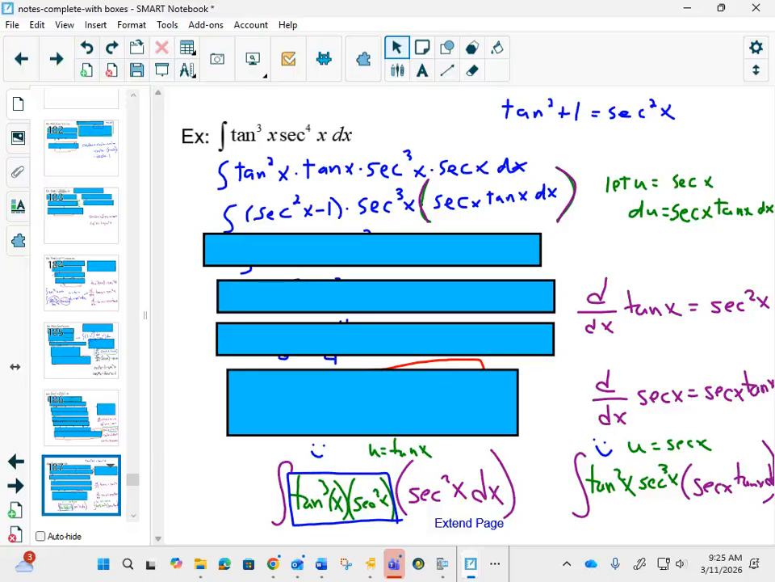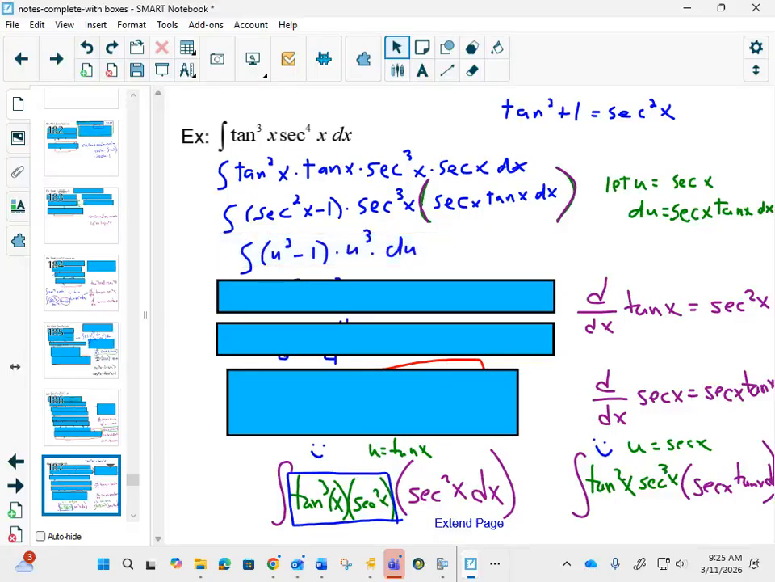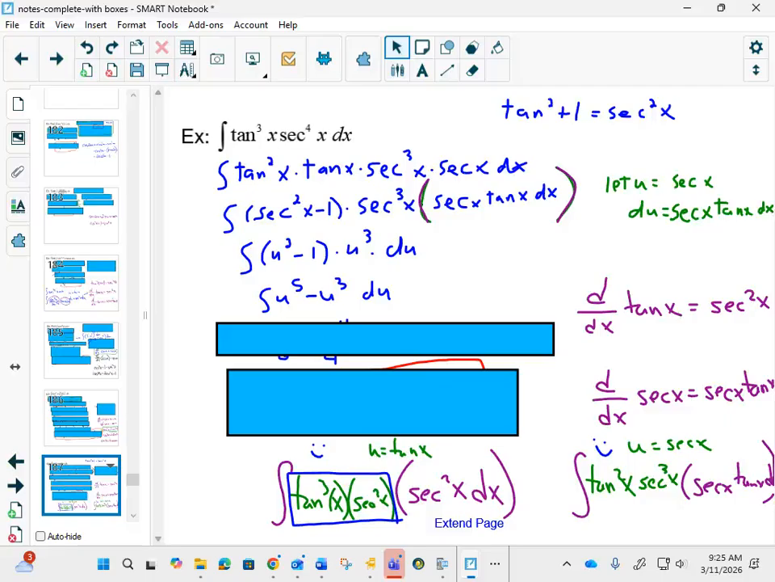And now when we do our substitution, it's u squared minus 1 times u cubed du. You could distribute that. You get u to the 5 minus u cubed du. That's easy.